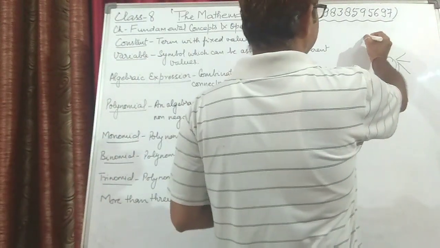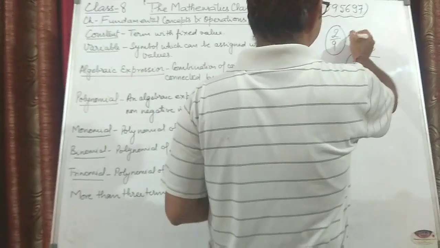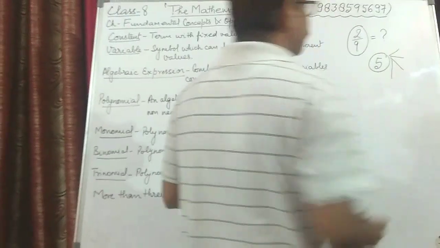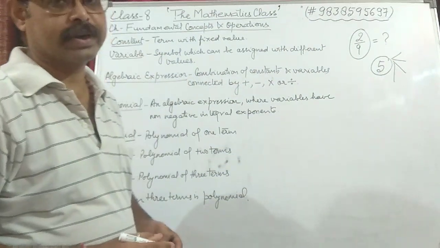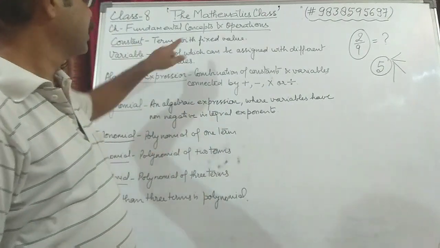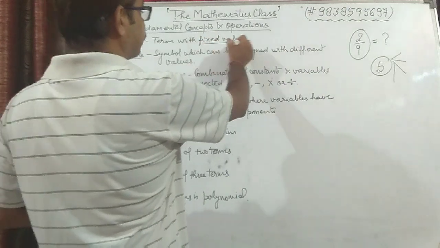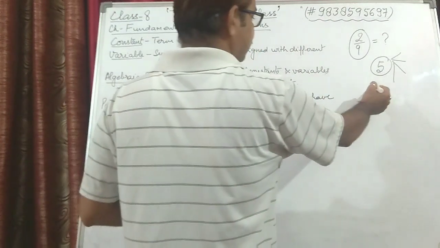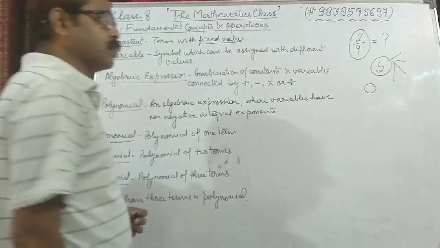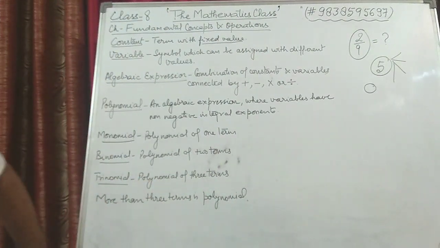Suppose I say 2 upon 9. So this is a constant. When you solve it, you will get some value, but every time you solve it, you will get a fixed value. So what is a constant? Which has a fixed value. A constant always has a fixed value. Even if I say 0, this is also a constant and it contains a fixed value.